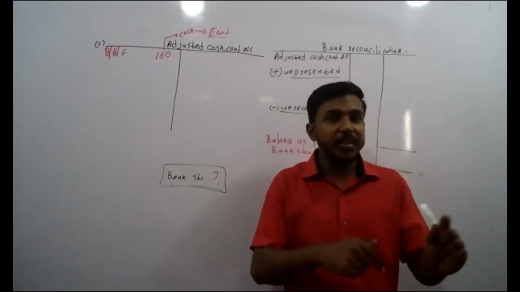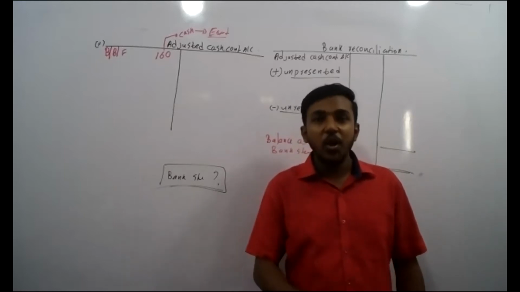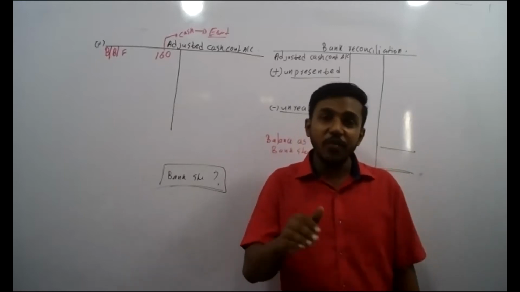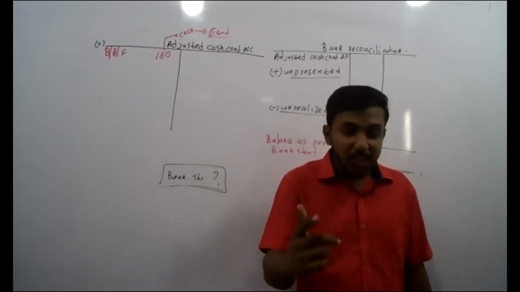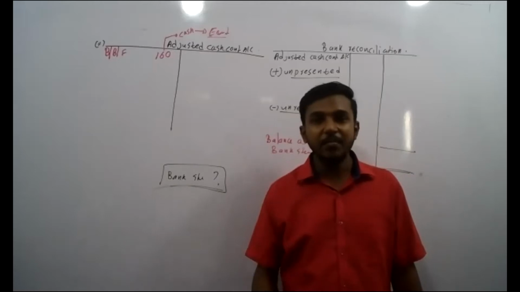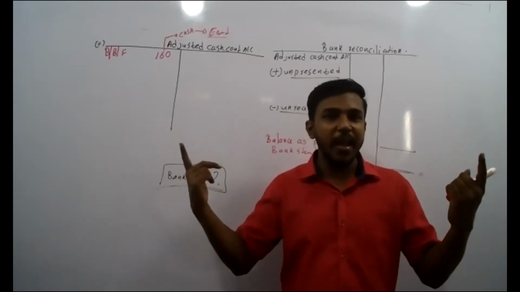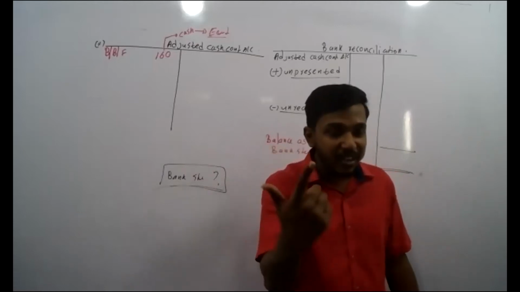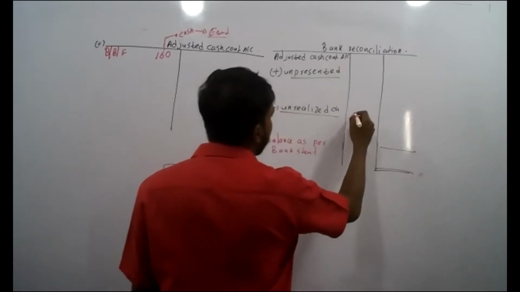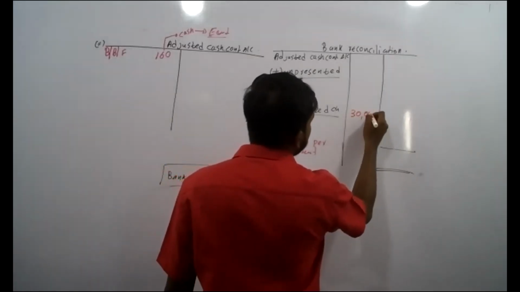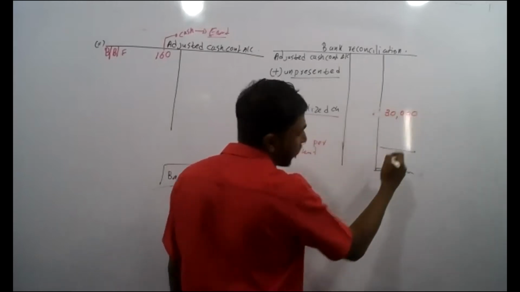Unrealized or unpresented depends on whether you send it for deposit or for payment. You send it for deposit and it has not appeared in the bank statement, not gone to the bank. Deposited, not gone to the bank, not appeared in the bank statement: it is an unrealized check. It's how much? 30,000. So the unrealized check is 30,000. Take it to here, that's only one unrealized check.